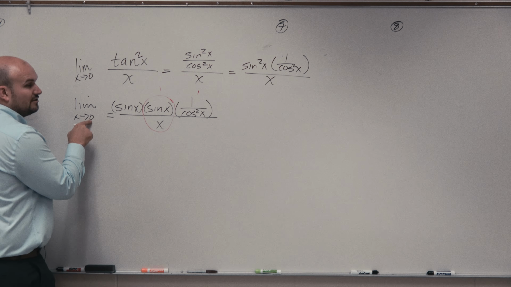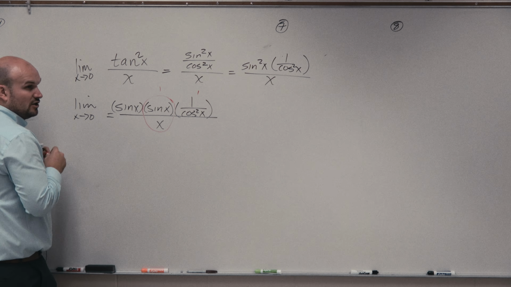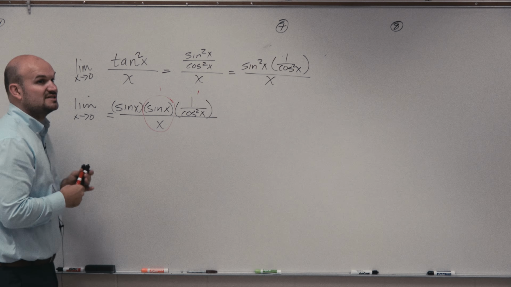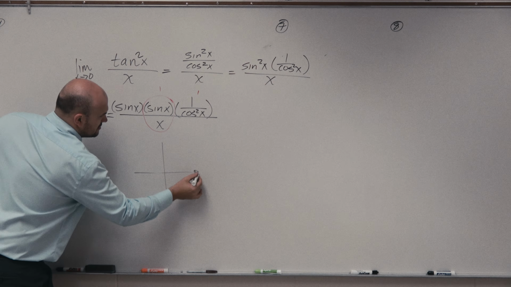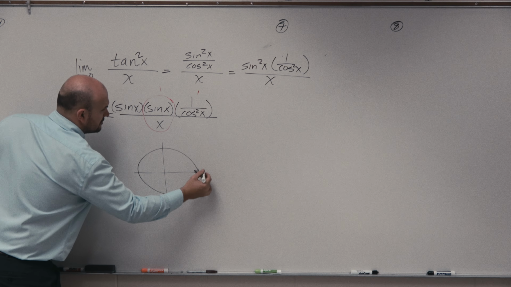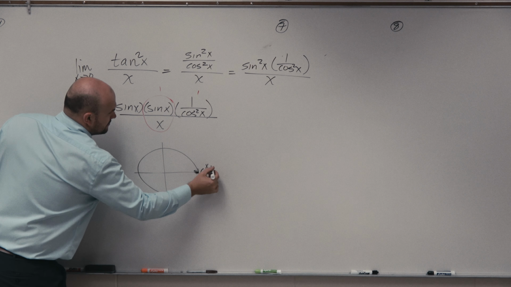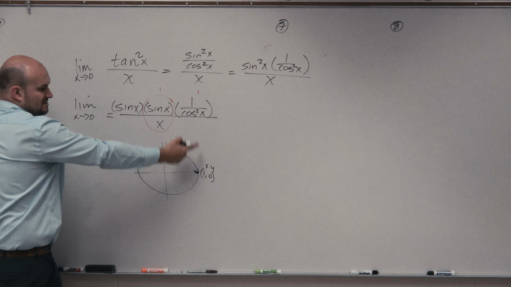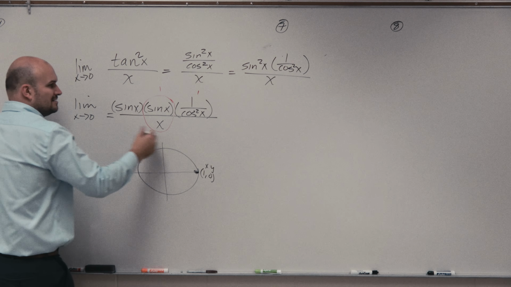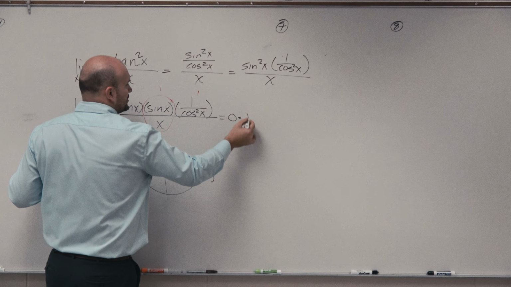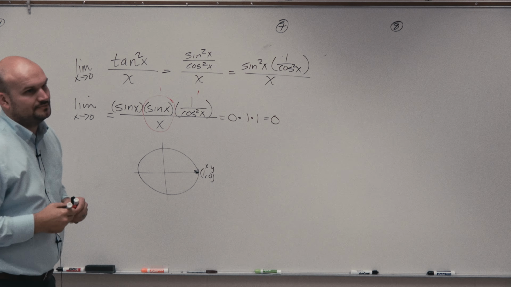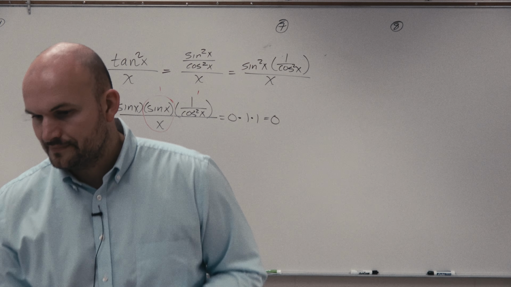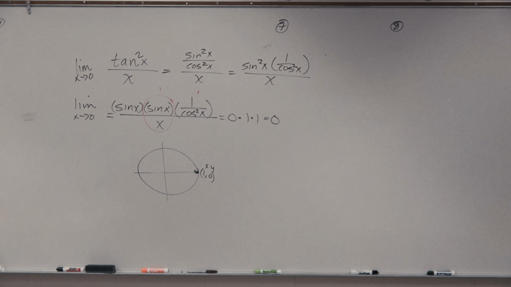But if we plug 0 into sine of x, the sine of 0, knowing the unit circle, is 0, since cosine is 1. So it's 0 times 1, which we know is just going to equal 0. But just make sure, guys, that you can do what we practiced last class period.